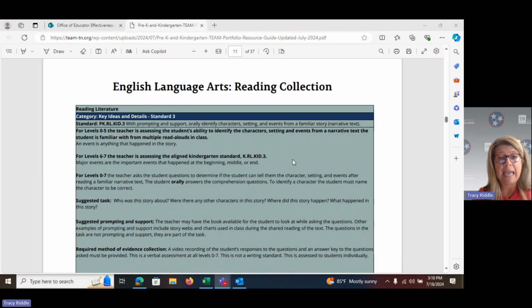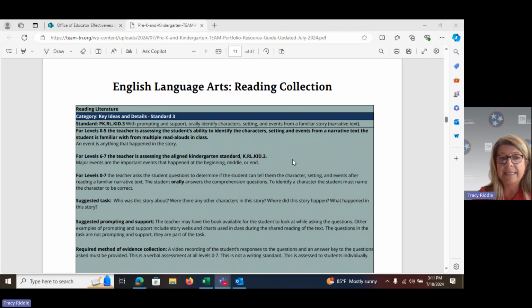If the student is able to do all three, characters, setting, and events, then you can move into assessing the kindergarten standard. You can use the same text that you used when you assessed at the pre-K level. You will just be adding the question about major events. You are looking to see if the student can not only tell you what happened, but they can tell you the important things that happened at the beginning, at the middle, or at the end of the story.